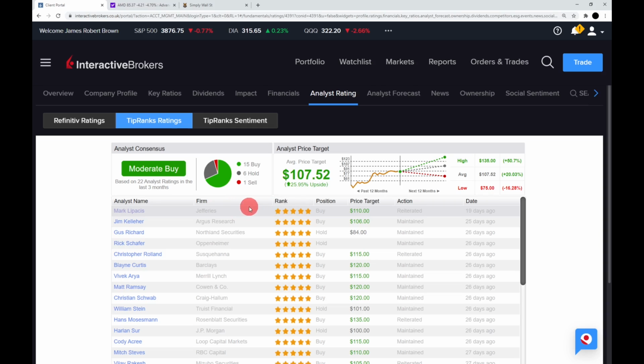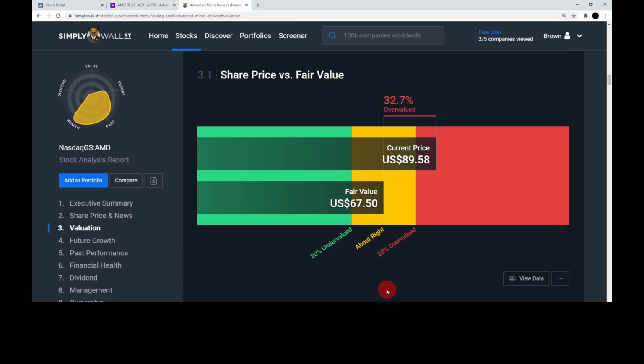And a similar story with TipRanks, they have it as moderate buy, 15 buying, 6 holding, 1 selling, an average target price of $107 a share, which is a 25% upside, and a high price of $135 a share, which is a 50% increase. Simply Wall Street have it currently overvalued at 32% with a fair value of $67 a share, so Simply Wall Street think it's a bit too high as well.